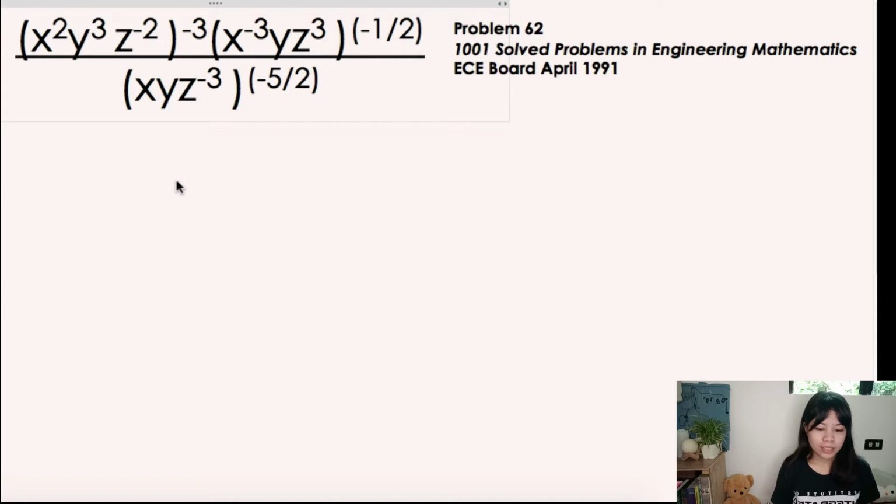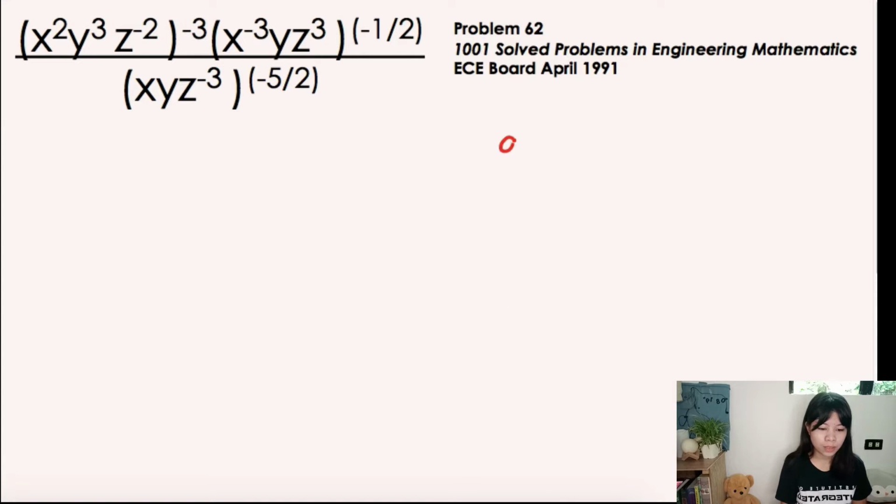So, we will have a step-by-step process of solving. This is problem 62 from 1001 Solved Problems in Engineering Mathematics, and it supposedly came out in the ECE board exam April 1991. I don't know if that's legit, but that's what the book says. So, we are going to simplify this expression.